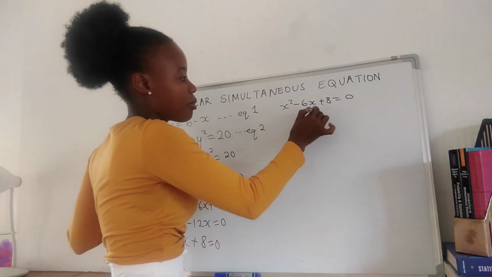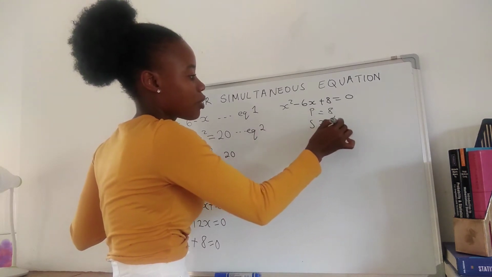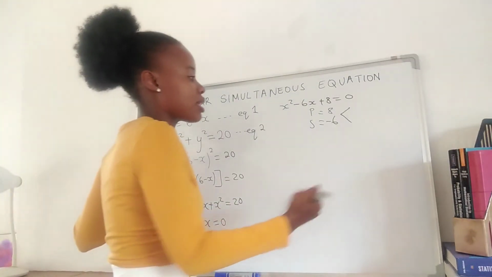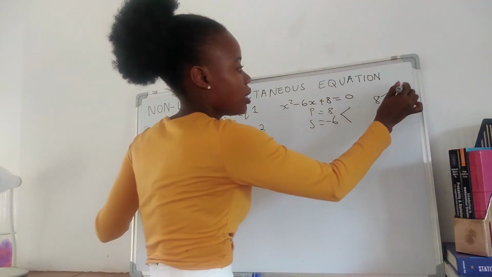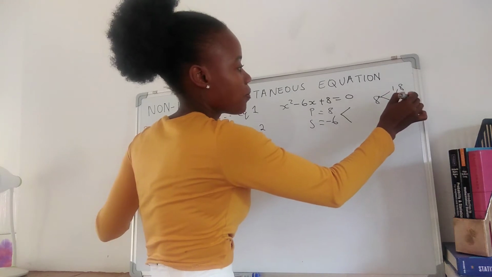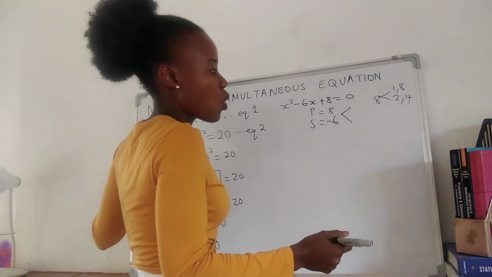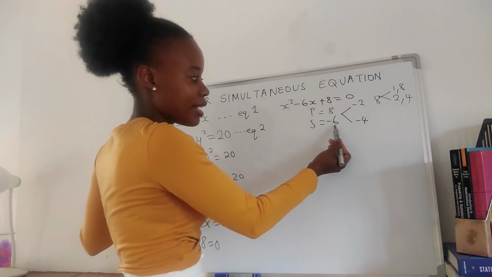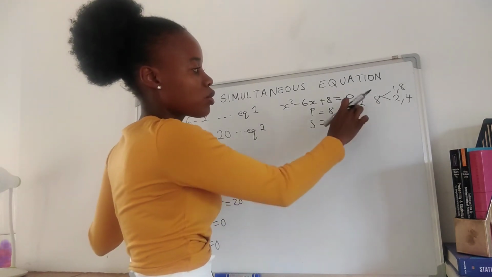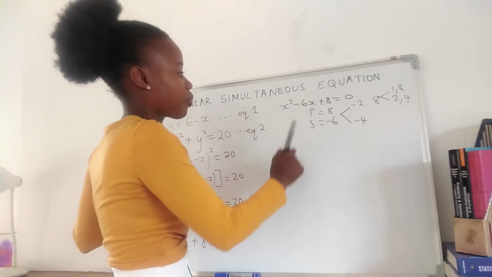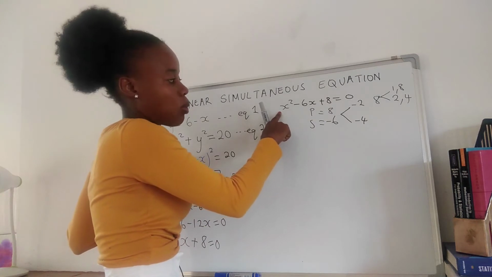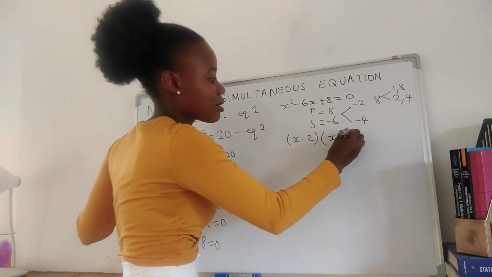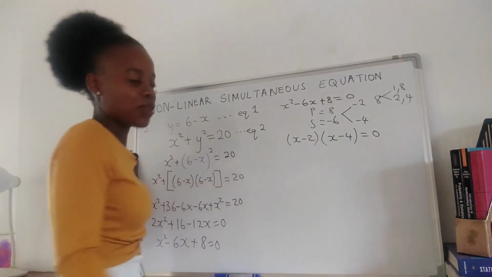We use the product or sum or the quadratic formula. Two numbers, when you multiply them, they give you 8, and when you add them, they give you negative 6. Okay, we have 8 here. We have 1, 8, 2, 4. All right. So 2 and 4, negative 2 and negative 4, because negative 2 minus 4 is negative 6, and negative 2 times negative 4 is positive 8. So those two numbers are negative 2 and negative 4. Okay? Since the coefficient is 1, you can just say x minus 2 times x minus 4 equals to 0. You manage to factorize. Okay?